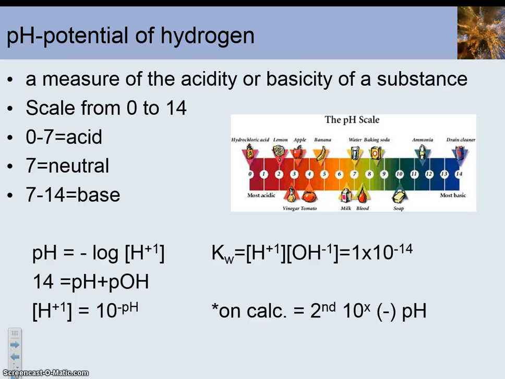Lemon juice, also very low. Apples are actually acidic, and vinegar and tomato. And then on the other end, drain cleaner, sometimes called lye, is usually sodium hydroxide. Ammonia is like glass cleaner. Soap is a base. Blood is slightly basic, and that actually depends on where in your body it is.